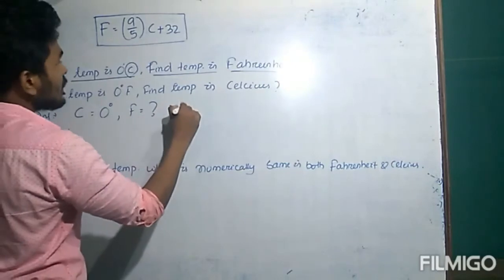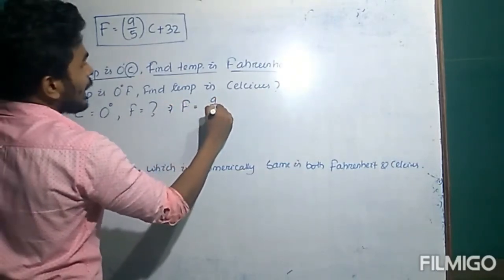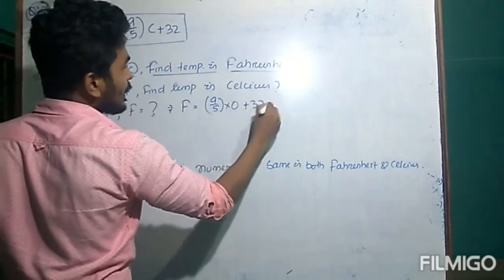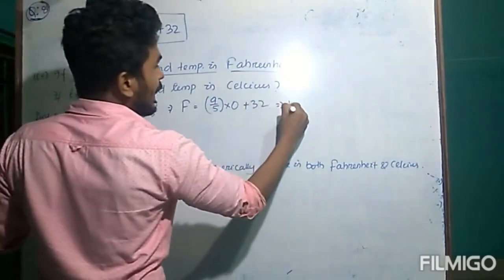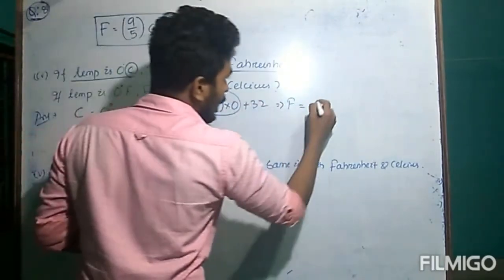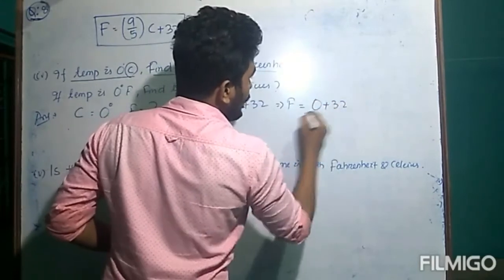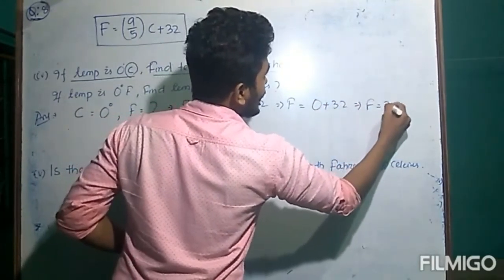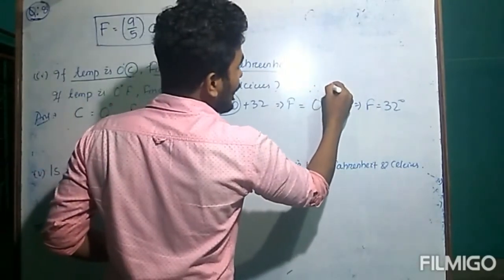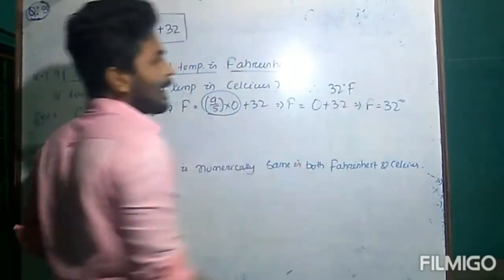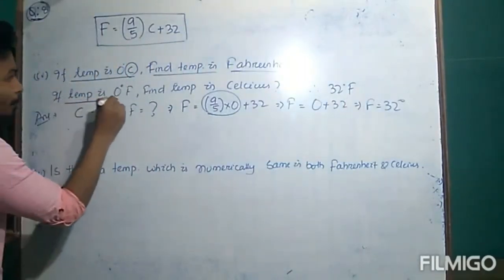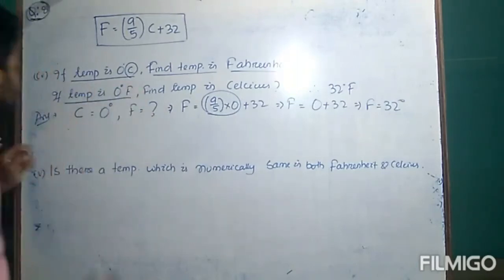So the equation becomes F is equal to 9 by 5 into C, means 0, plus 32. Okay. Hence F is equal to 9 by 5 into 0, is how much? 0. Anything multiplied with 0 is 0. So you get F is equal to 32 degree. Hence the Fahrenheit scale will be 32 degree Fahrenheit. Okay. And the second point is if temperature is 0 degree Fahrenheit.